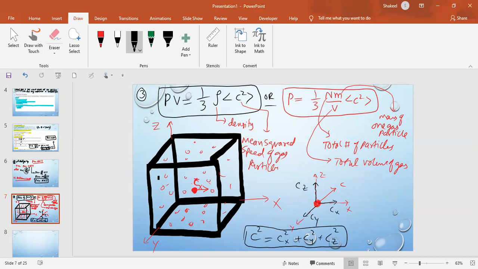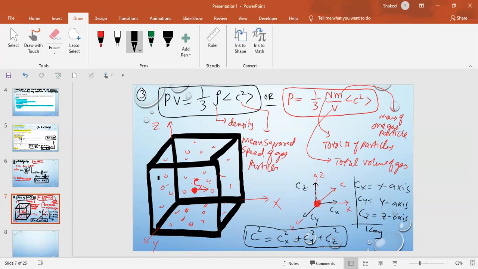This is purely according to the Pythagoras theorem, as you must have studied in projectile motion, where you resolve one velocity into two components, ux and uy. But over here, as the gas particle is moving in three dimensions, we have to resolve it into three components. So c square is the square of the total speed, cx is the speed along the x-axis, cy is the speed of the particle along the y-axis, and cz is the speed of the gas particle along the z-axis. So that is your key.